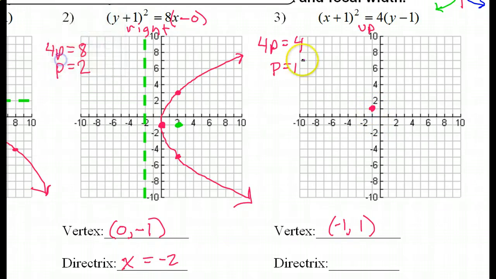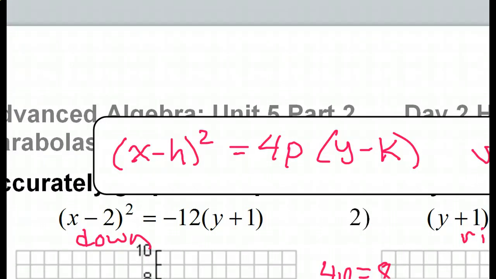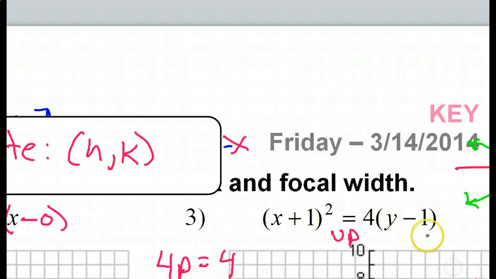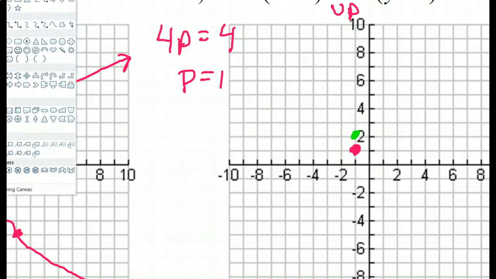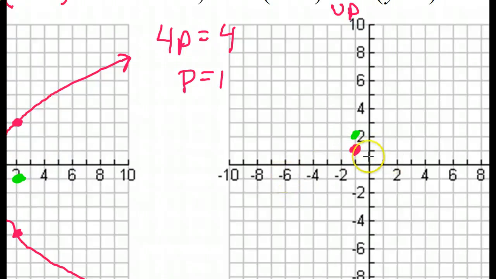All right, now my focus is going to be 1 up. That's why I always write this word down to remind me. My focus will be 1 up from here. All right, I almost feel like I better zoom in because this is going to be a tiny graph. Okay, so my focus is 1 up. That means my directrix will be 1 down, which will actually put it on the x-axis.